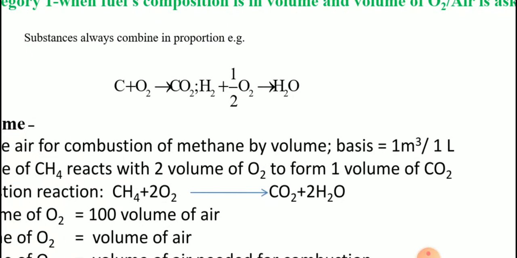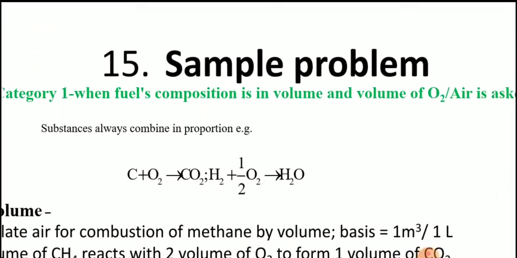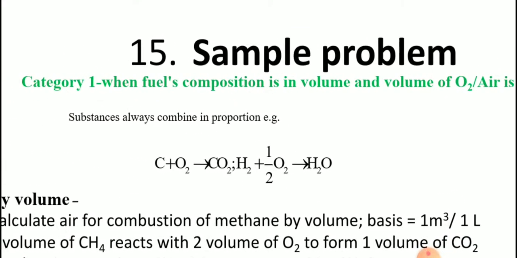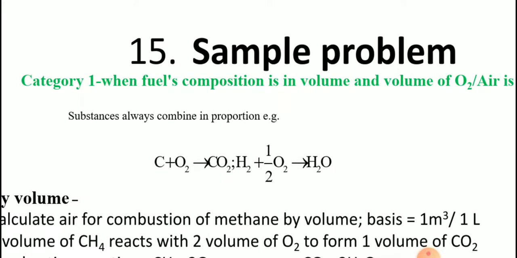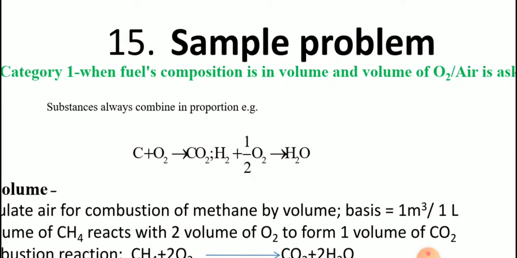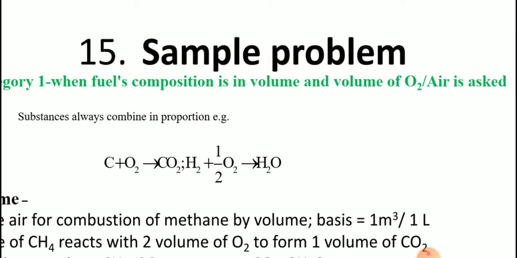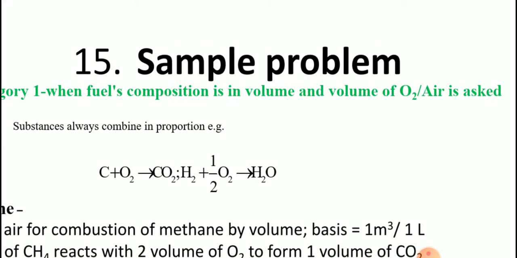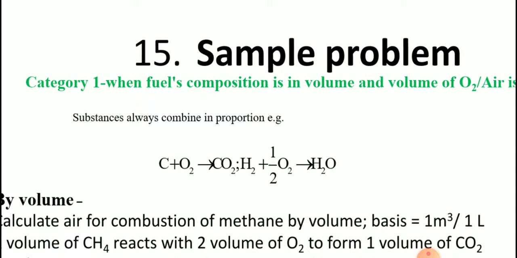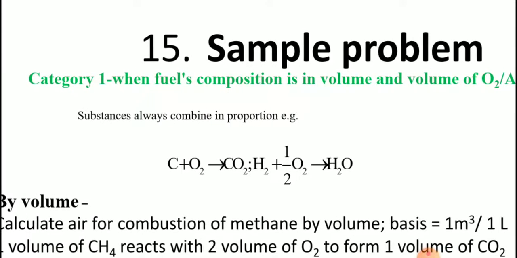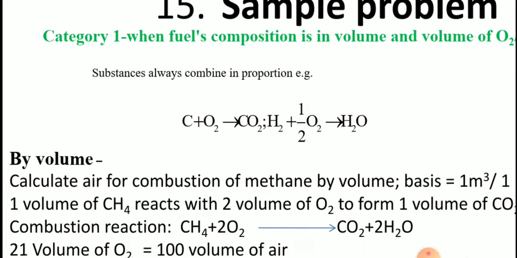Sample problem. Now the whole numerical problem of combustion can be divided into 6 categories. In this presentation we will discuss category number 1, when fuel's composition is given in terms of volume and the volume of oxygen or air is to be calculated. Carbon forms carbon dioxide, hydrogen forms water molecule.